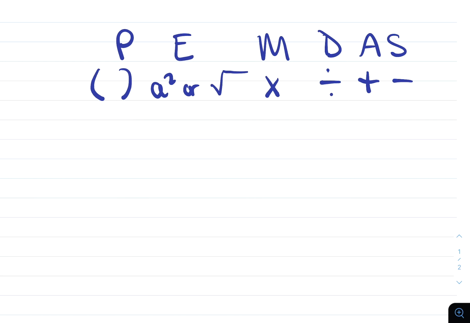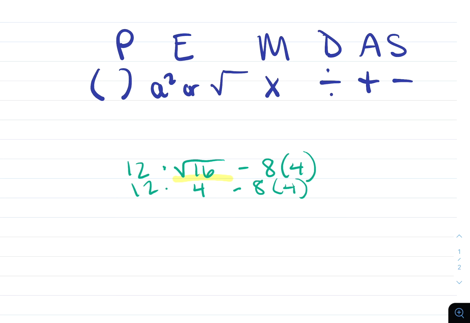All right, so let's do 12 times the square root of 16 minus 8 times 4. We're going to go ahead and start with our square root first. So the square root of 16 is 4. We'll bring down our 12 minus 8 times 4.